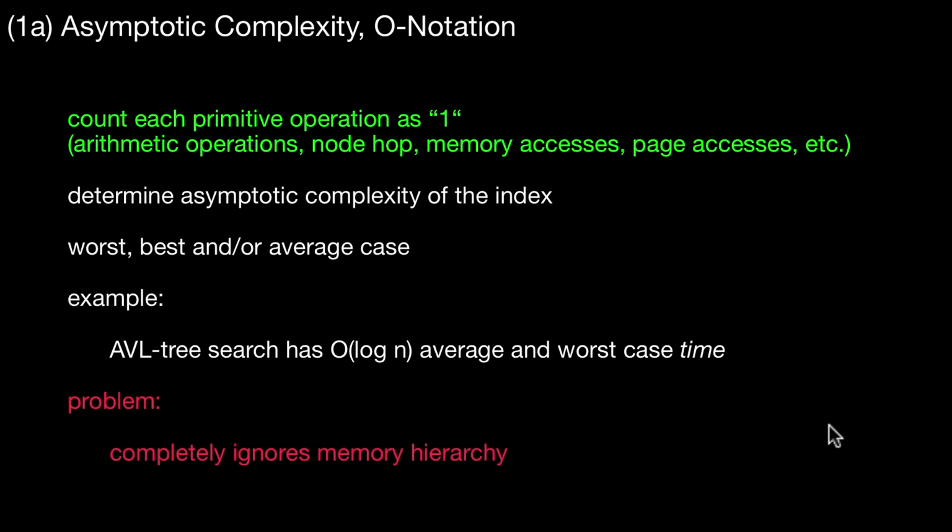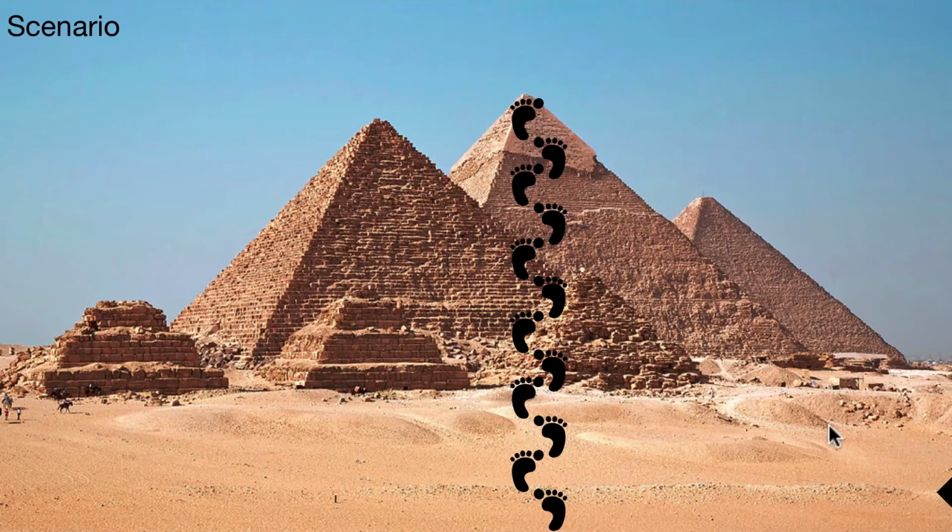And there's one problem, and this is the problem I just explained. Memory hierarchy is totally ignored, among many other effects. So in the following, I'd like to explain that using a concrete scenario. The scenario is, let's assume a pyramid and you want to walk up the pyramid. And the question is, what does it cost? How long does it take you to get up to the top of the pyramid?